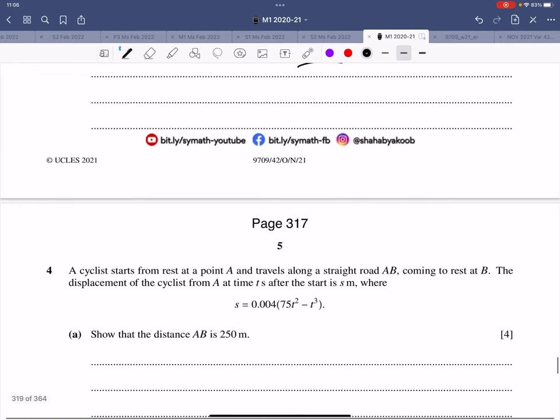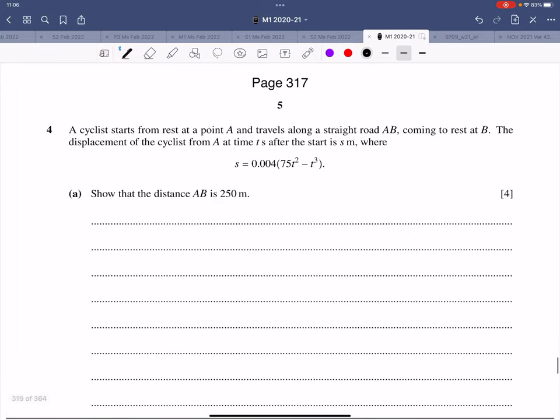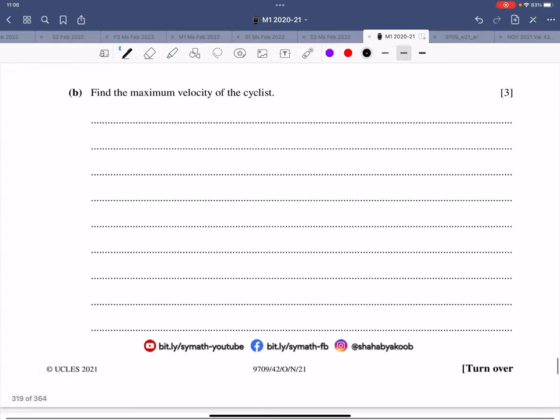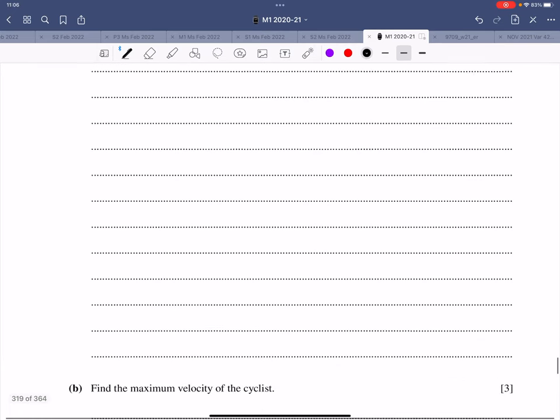Question number 4. It says a cyclist starts from rest at point A and travels along a straight road AB, coming to rest at B. So it starts from rest at A and then comes to rest at B. The displacement of the cyclist is given by such and such. Show that the distance AB is this much. For part 4 mark, find the maximum velocity of the cyclist. That will also be done.